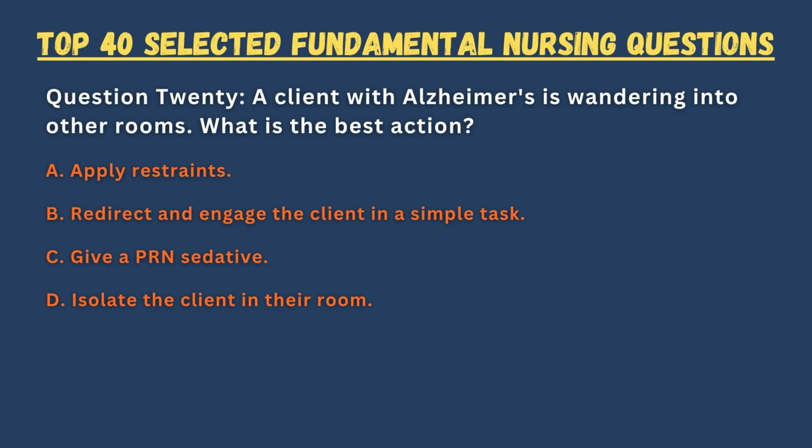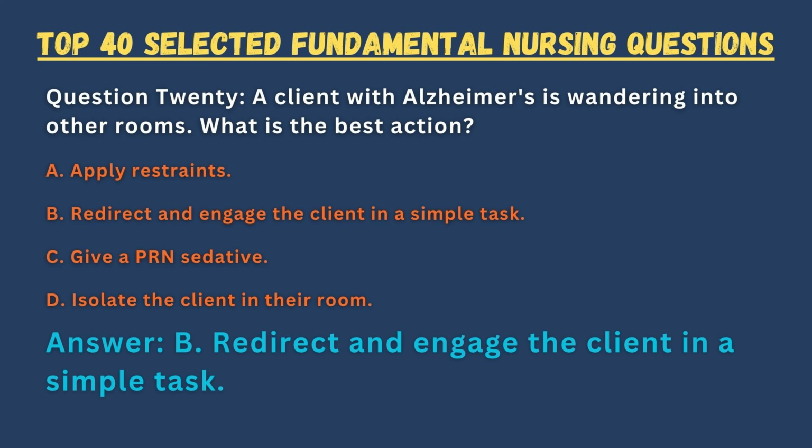Answer. D. Assess the reason for refusal and intervene. Question 20. A client with Alzheimer's is wandering into other rooms. What is the best action? A. Apply restraints. B. Redirect and engage the client in a simple task. C. Give a PRN sedative. D. Isolate the client in their room.